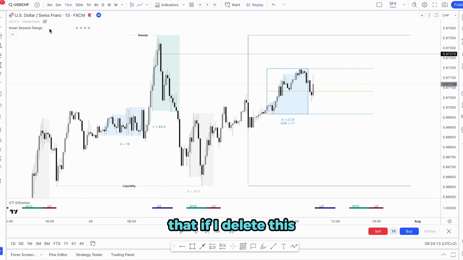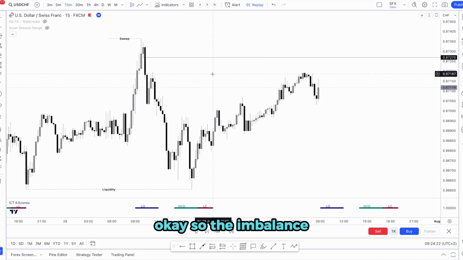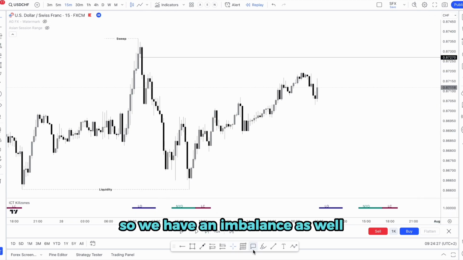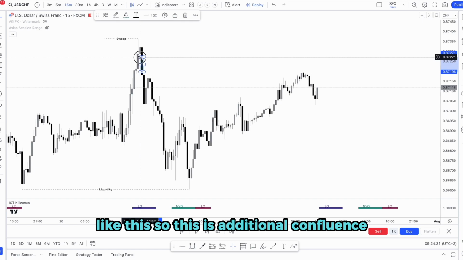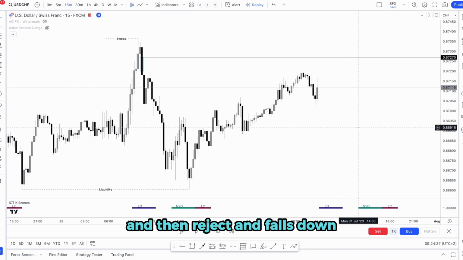Now we have this up candle prior to the sell-off, which acts as an order block. Inside of this, we have the imbalance. The imbalance, as you can see, is from this week all the way to this. So we have an imbalance as well, which is additional confluence for price to actually come to this level, and then reject and fall down.